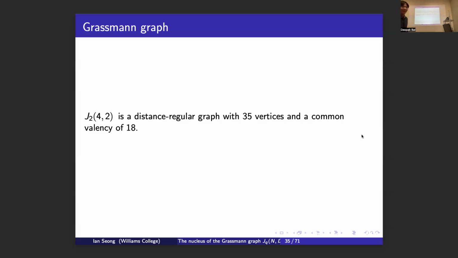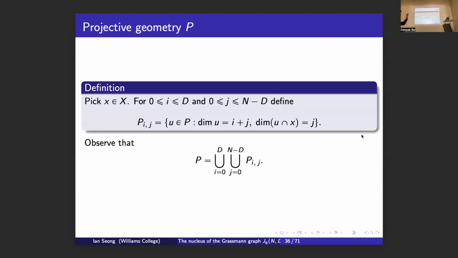All right. Okay, so just like what we had for the subset lattice, we can actually do exactly the same thing for the projective geometry. So we're going to define P sub ij. We're going to pick a vertex X, and then we're going to partition P into these sets Pij, such that U is in P, the dimension of U itself is i plus j, and the dimension of U intersect X is going to be j.